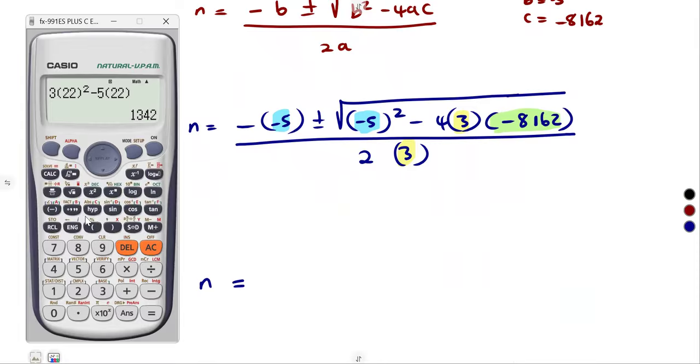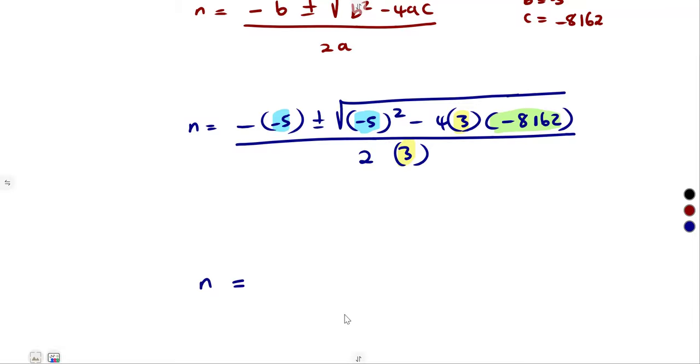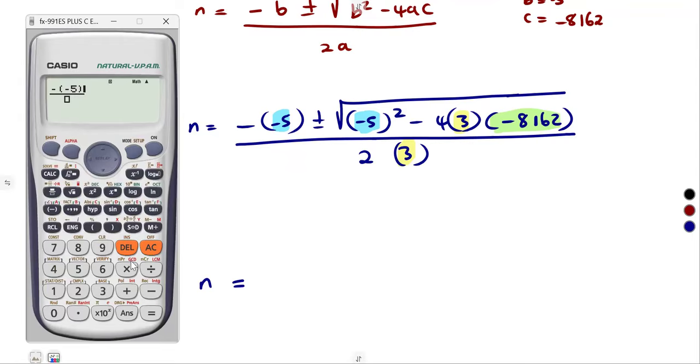So that was going to be what? Put a fraction. We have a minus and a minus 5, so open a bracket for that. All right, let's start with a plus. So that's plus the square root of minus 5 squared. Put a bracket for that one.